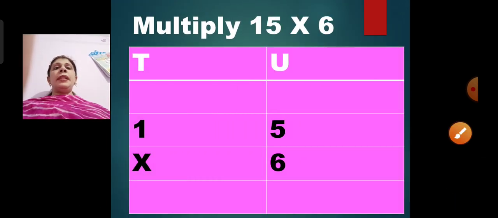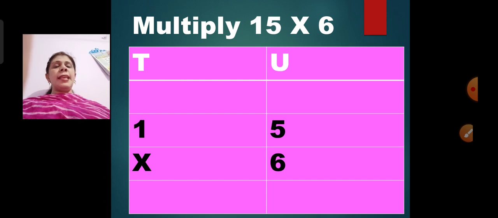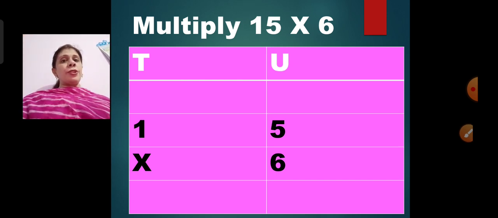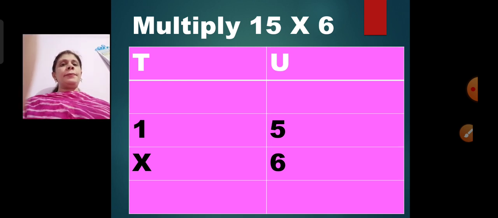Next, multiply 15 into 6. The numbers here are arranged according to their place value. So let us multiply.